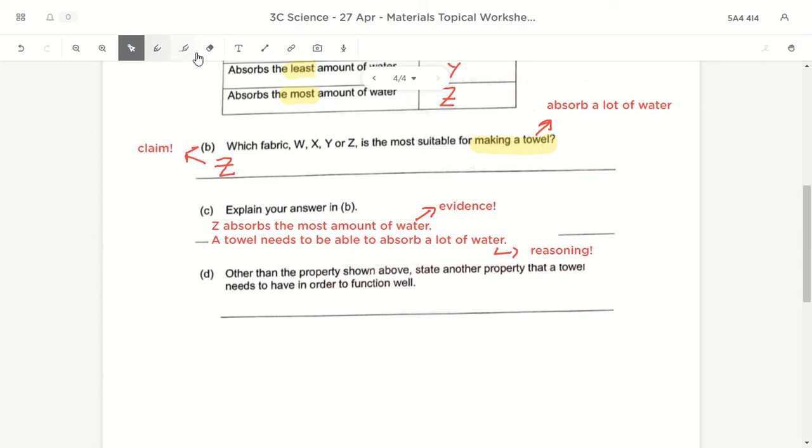Okay, so the last part before we end this session: another property of a towel besides being able to absorb a lot of water. There are a few answers. You can tell me that it needs to be flexible, because you need to bend it around your body. Or it needs to be strong. Some will say it cannot rip easily. I think these are the two that I accepted. So it needs to be flexible and strong because you don't want it to rip apart easily. Right, so that's the answer for yesterday's homework.